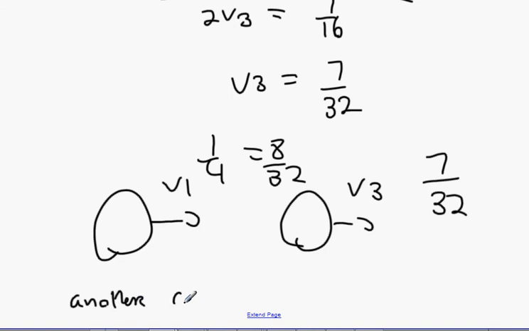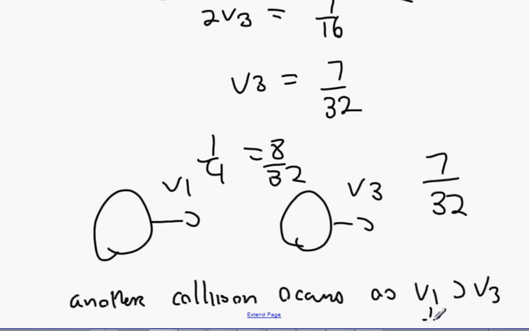So another collision occurs as V1 is bigger than V3, or 1/4 is bigger than 7/32.